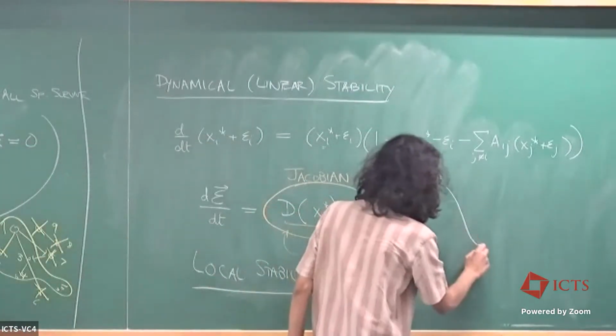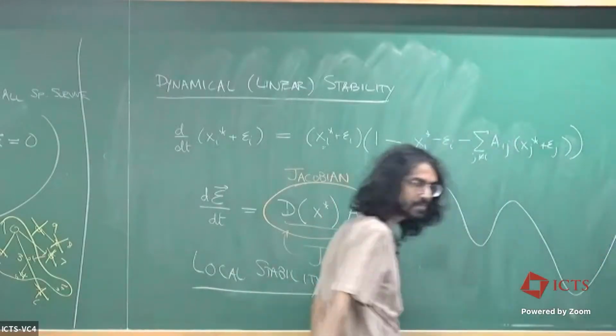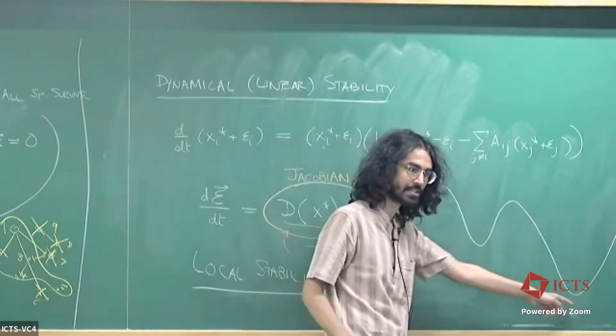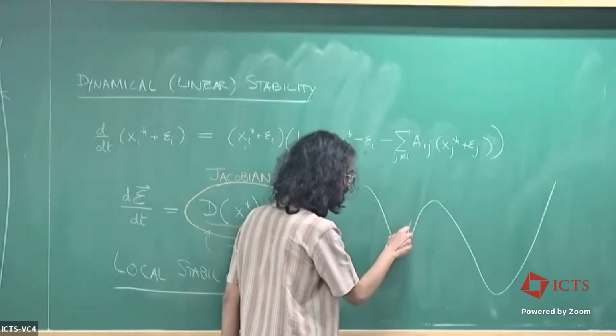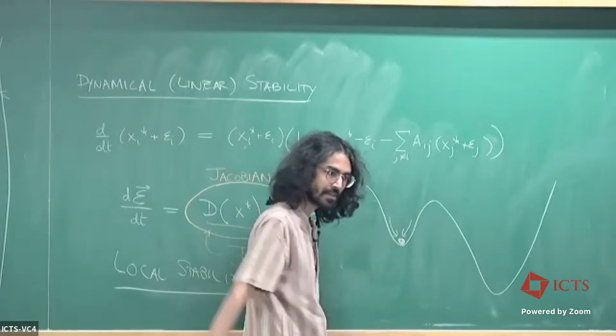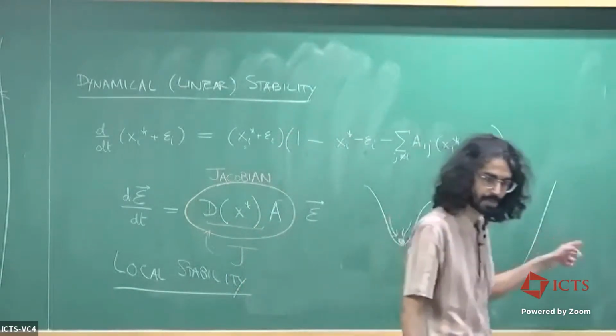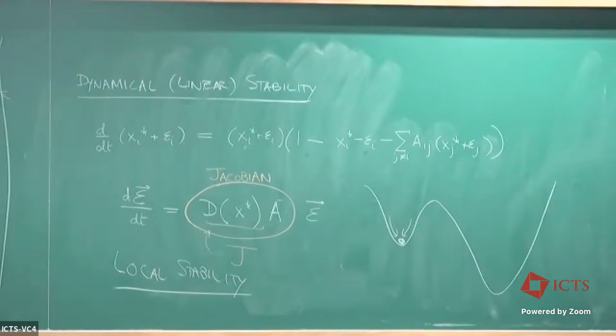Kind of think about this picture. If you had two stable fixed points, all we are asking is, if I'm sitting here and I make small perturbations, will I come back or not? Of course, if you make a large enough perturbation, you might go to another stable fixed point.